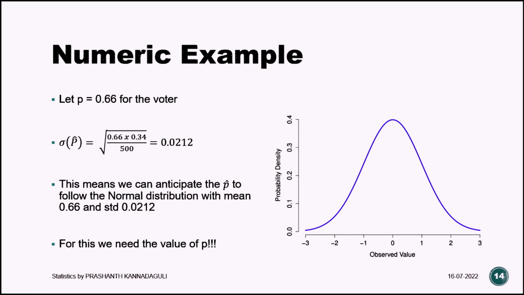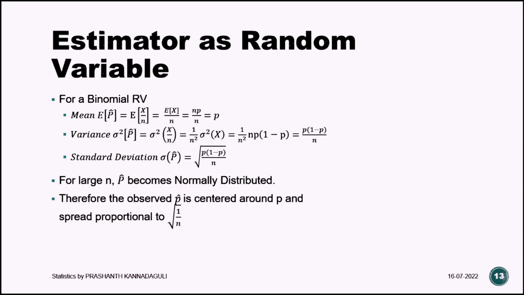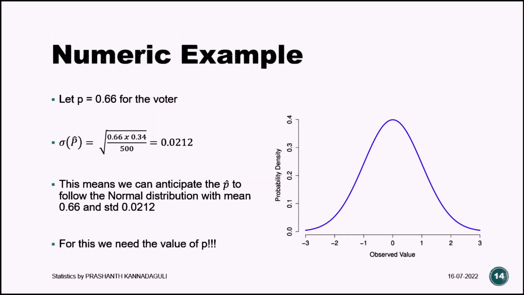Now I can calculate a sigma of p cap, right? So how do you do that? You apply the formula we have just seen. Sigma p cap, the standard deviation equation which you see here: sigma p cap equals the square root of p times (1 minus p) divided by n. Taking the same values, p is 0.66, 1 minus p will be 0.34, and n is considered as 500. So you see that this is the answer, the standard deviation. Now this was the mean, and this is the standard deviation.